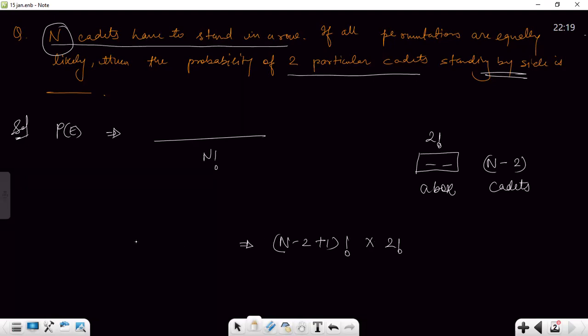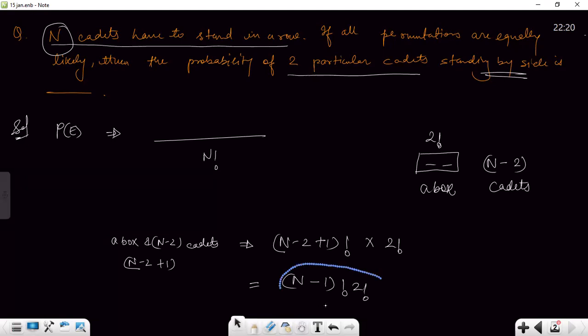Yes, sir. Here we are arranging a box and n minus 2 cadets. So how many total elements? N minus 2 plus 1 box. That is n minus 2 plus 1, which becomes (n minus 1) factorial into 2 factorial. Now these are the number of favorable cases to our event. Okay. If it is so, we'll write it here.